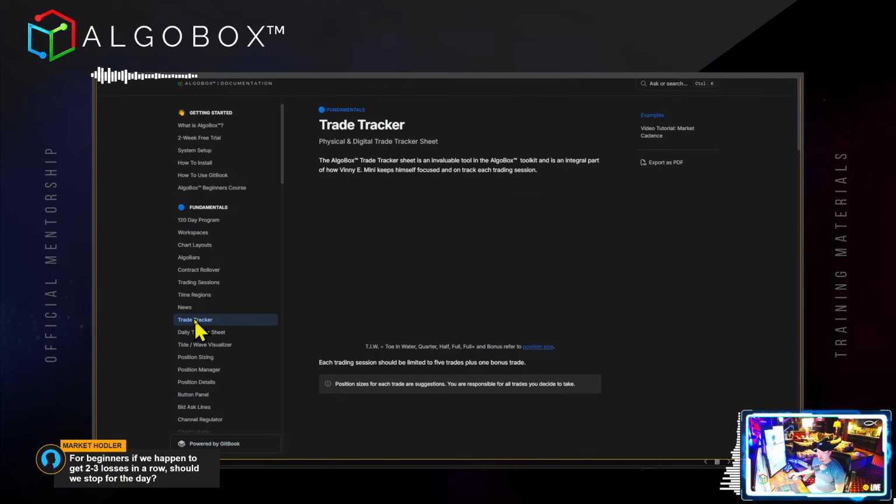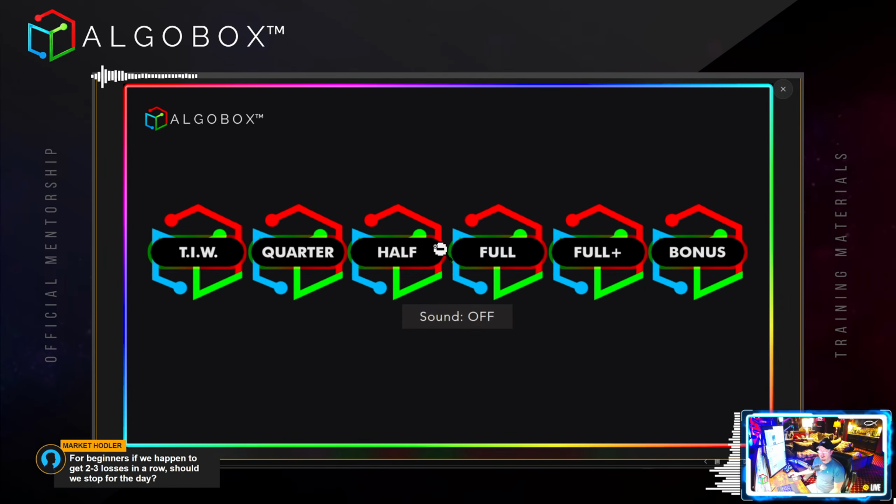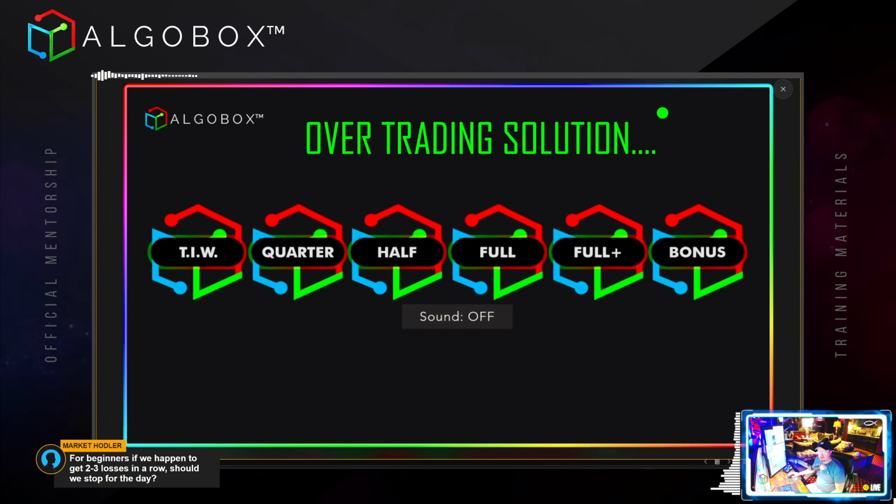All right, so let's move over to the trade tracker. You guys see me use this all the time in the live streams. This is the electronic version of the trade tracker, and this is important. I know people think this is a gimmick, but we were talking with a trader earlier today, and this is an overtrading solution. If you're one of those who has a hard time pulling yourself away, I'm trying to incentivize you with this neat little tool. It's got this cool sound effect thing going on.